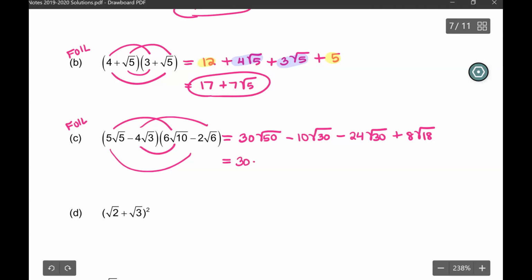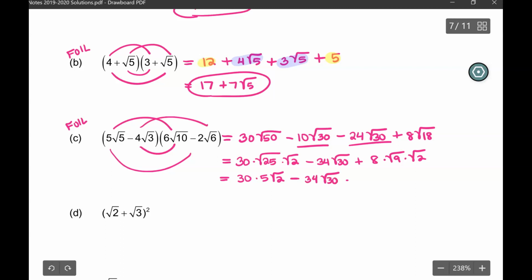Now we're going to rewrite this: 25 times square root of 2. These I can actually just combine them. So that's going to be minus 34 root 30 plus, now square root of 18, I can rewrite that as square root of 9 times square root of 2. So I have 30 times 5 root 2 minus 34 root 30 plus 8 times 3 root 2. So I get 150 square root of 2 minus 34 times square root of 30 plus 24 times square root of 2. So it's kind of a lot there.